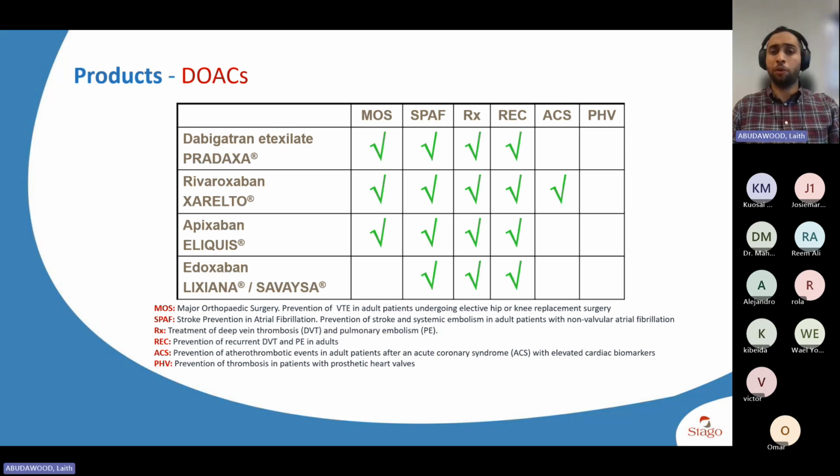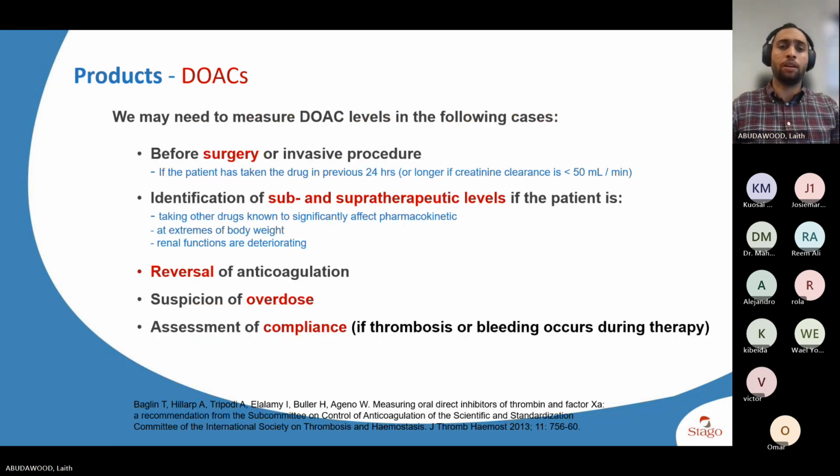DOACs are used for many indications. This is just a quick glance over these. So, for example, you have rivaroxaban used for major orthopedic surgeries, again, such as total knee replacement or total hip replacement. It can be used also for stroke prevention in cases of atrial fibrillation, and so on and so on. Each of these is evaluated in different clinical trials, and it's used for different indications. This is just for your information, of course.